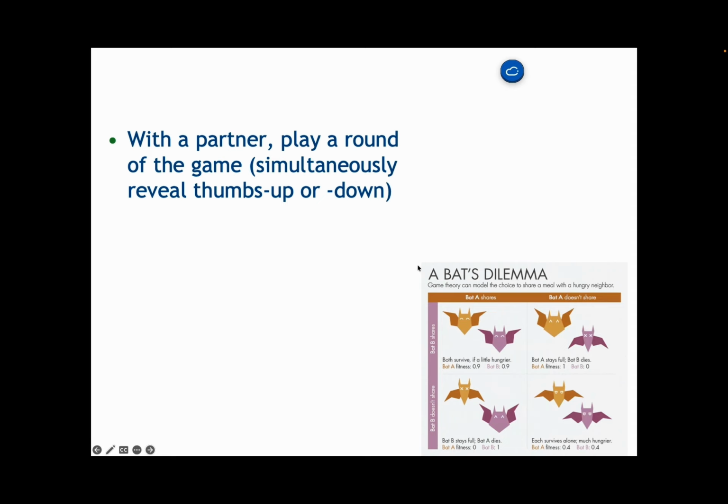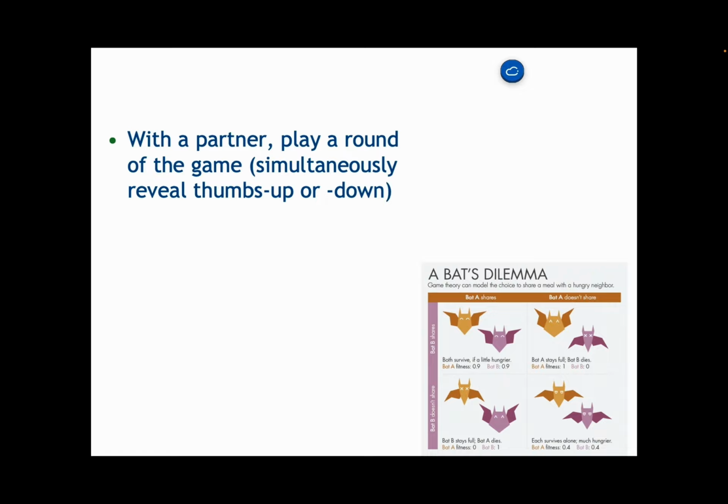But maybe things are different if we interact repeatedly with the same individuals, which is often the case in group living, in species with social behavior. You're interacting with somebody not just once, but multiple times. Does that change anything? So just grab a partner. It doesn't matter if you know them or not, but you should probably be sitting pretty close to each other.